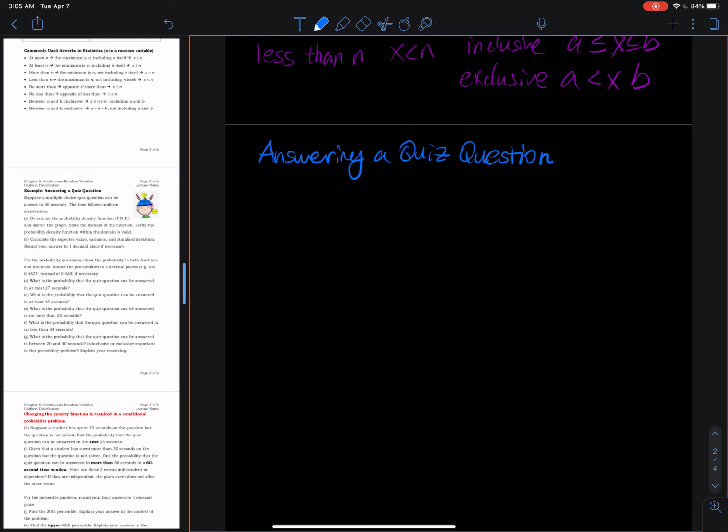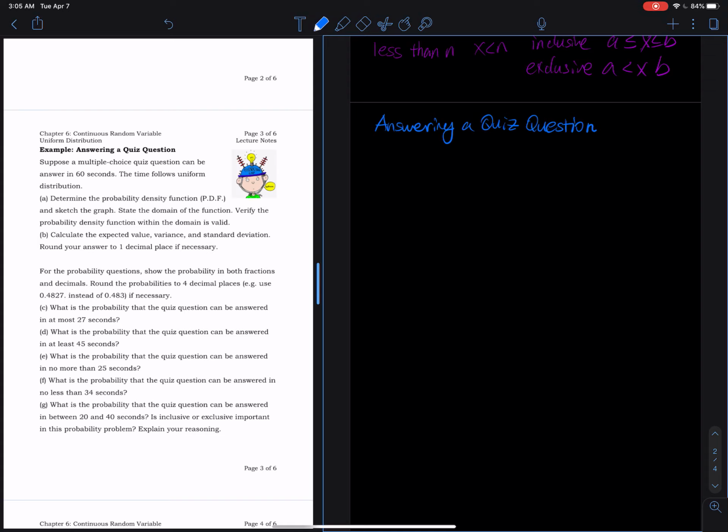The first example of uniform distribution. All right, let me move the screen a little bit. So let's take a look at the problem. The first one is answering a quiz question. Suppose a multiple choice quiz question can be answered in 60 seconds. The time follows uniform distribution.